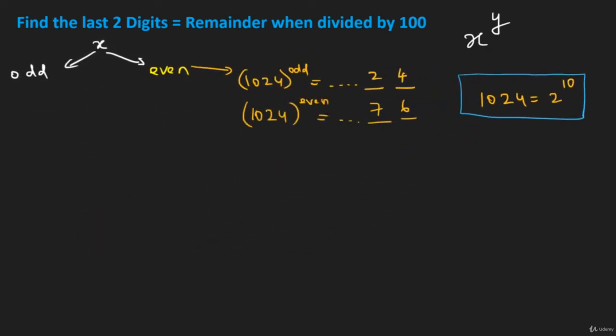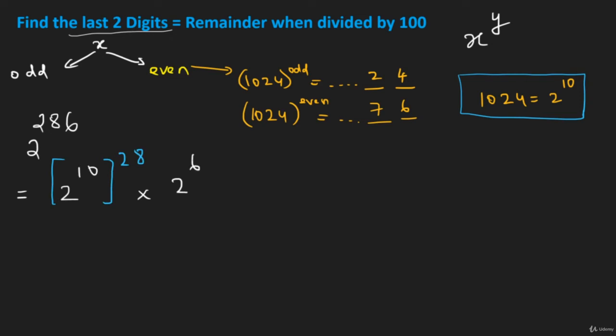Alright, let's keep this aside and see how we can use this. Say you are given a question 2 to the power 286 and you are asked to find the last two digits. Now 2 to the power 286 can be rewritten as 2 to the power 10 to the power 28 into 2 to the power 6, right? Because 286 can be written as 28 into 10 plus 6.